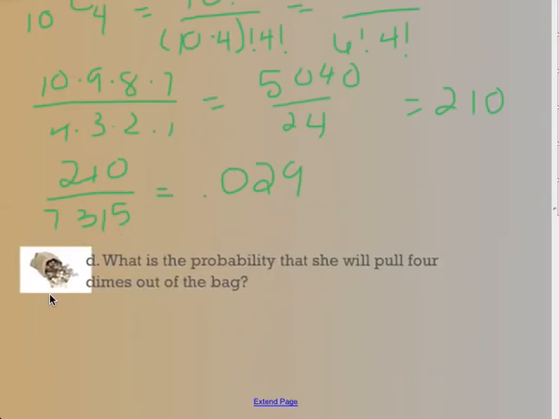All right, let's take a look at this one. Part D asks, what is the probability that she will pull 4 dimes out of the bag? So there are only 4 dimes in the bag. So if we have 4 and we're choosing 4, there's only one way we can do that. So our success is 1. And then our total is 7,315. So you take and divide that out and you get 0.0001. Okay, so there's literally a 0.01% chance that you're going to pull out just dimes out of that bag.